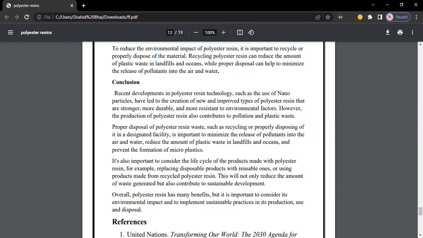It is also important to consider the life cycle of the product made with the polyester. For example, replacing disposable products with renewable, reusable ones, and using products made from recycled polyester. This will not only reduce the amount of waste generated, but also contribute to sustainable development. Overall, polyester has many benefits, but it is important to consider the environmental impact and implement sustainable practices from production to disposal.